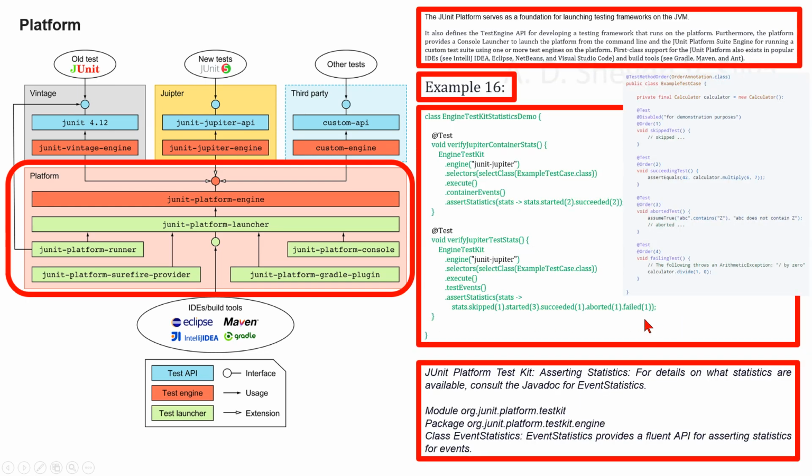Now we are considering asserting statistics in JUnit platform test kit. For details on what statistics are available, consult the Javadoc for EventStatistics. The class EventStatistics in package org.junit.platform.testkit.engine in module org.junit.platform.testkit provides a fluent API for asserting statistics for events.